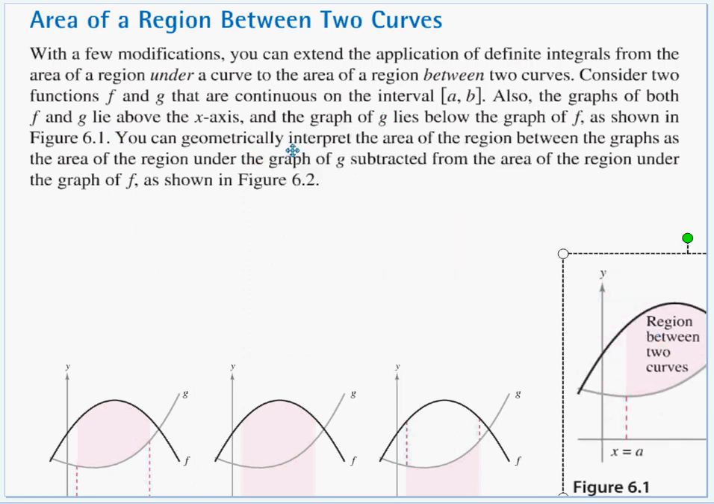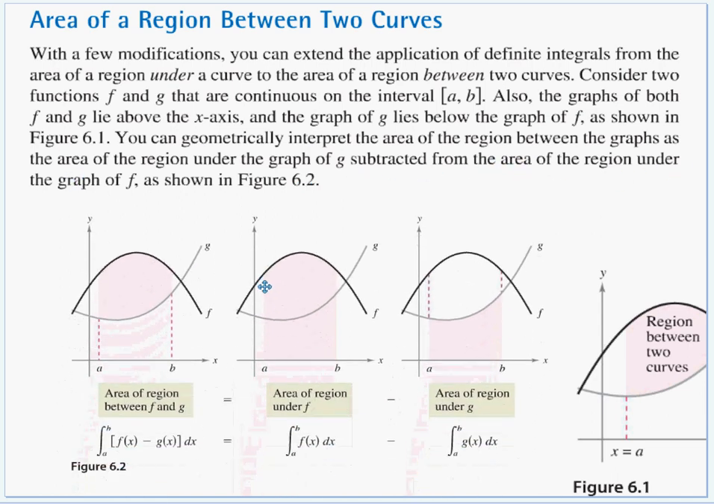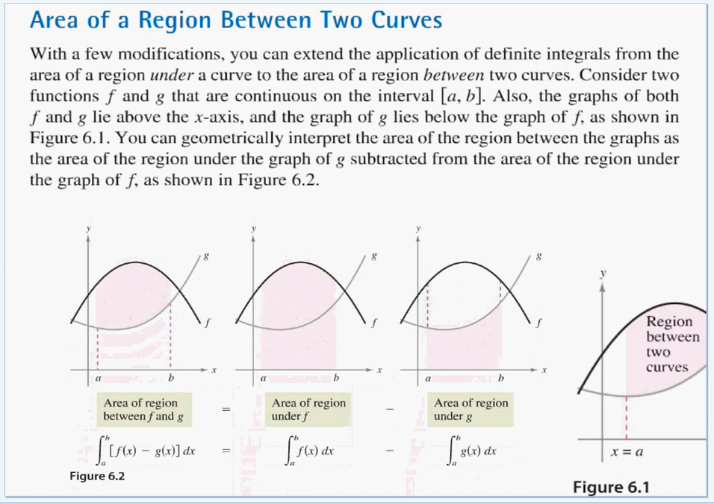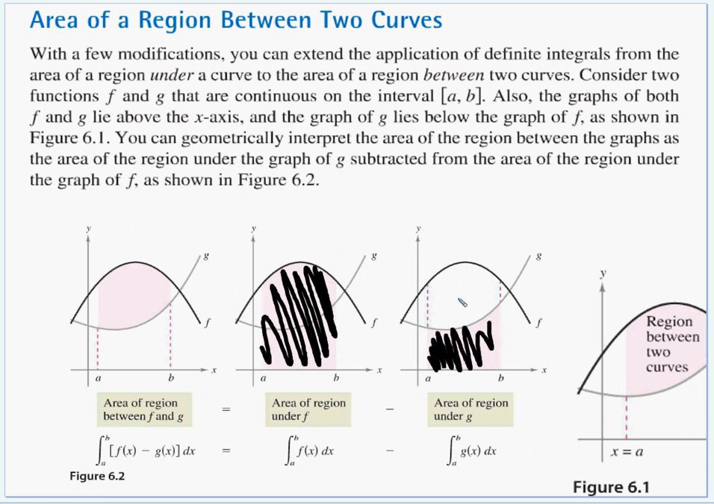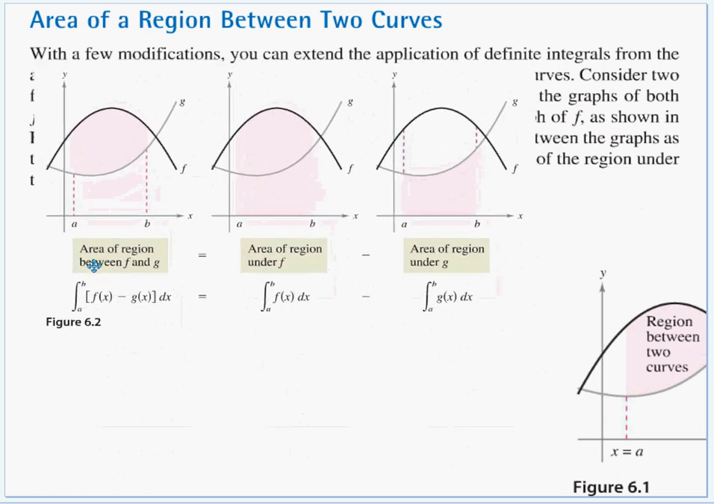We can geometrically interpret this area of the region between the graphs as the area under the graph of g subtracted from the area under the graph of f. So if we look here, here is all the area that is under f, the entire area here. And if we find this area here and subtract it, we'll be left with the area that's in between the curves. So if we look below the pictures, we've got some integrals set up there.